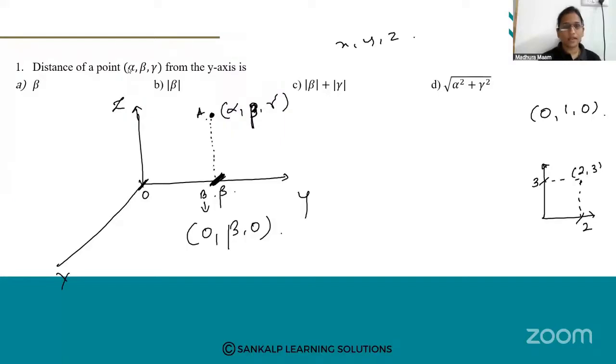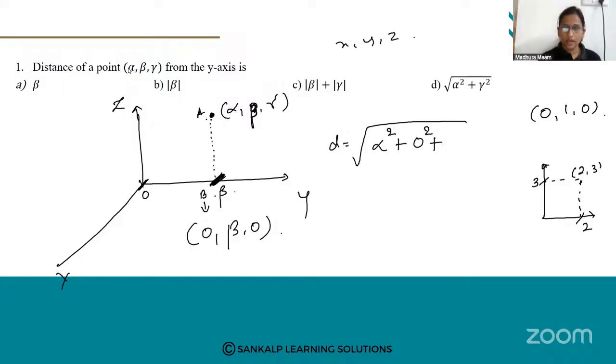Simple distance formula we can apply here. Why? We are finding the distance and we know both coordinates. So distance would be what? x2 minus x1, alpha minus 0. Alpha minus 0 is alpha, whole square. y2 minus y1, the whole square. Beta minus beta is 0, plus z2 minus z1, whole square.